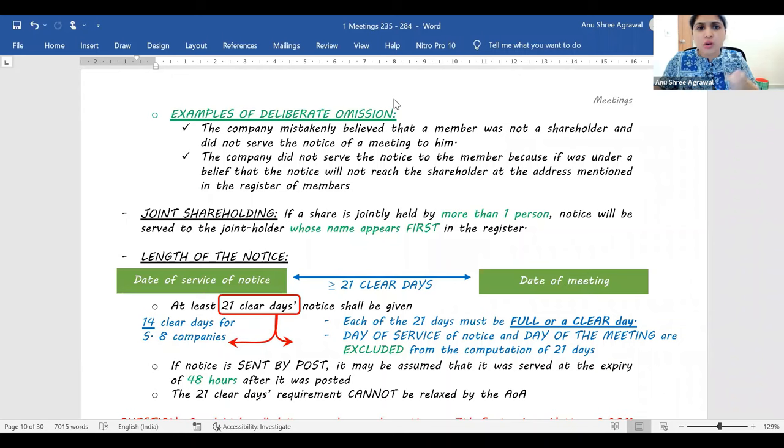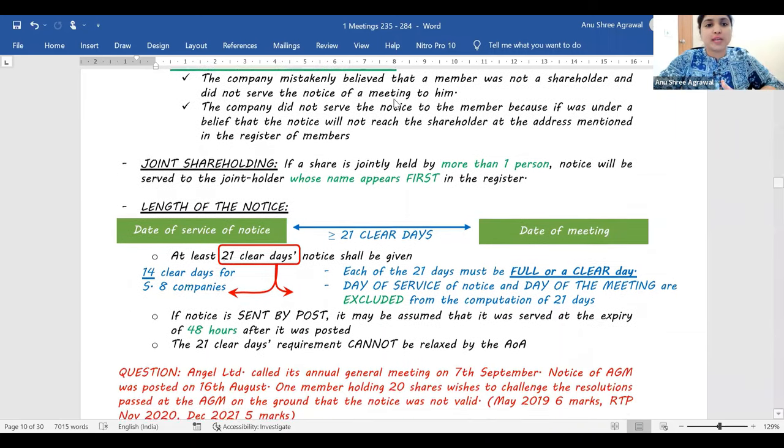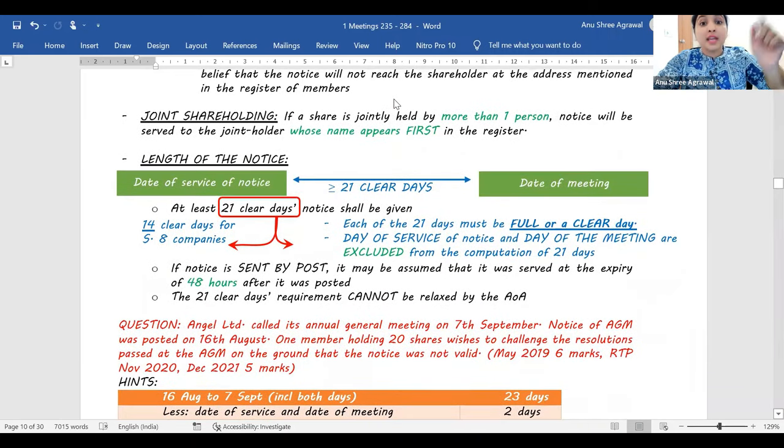Second example we saw, the company did not give notice to me because the company thought it will anyways not reach me. Company, you can't make all these decisions. Your responsibility is you have to send the notice to all the shareholders. In case they are joint shareholders, will the company send the notice to all the joint shareholders? No, only to the joint shareholder whose name appears first. The senior most joint shareholder, we will give the notice only to that joint shareholder.